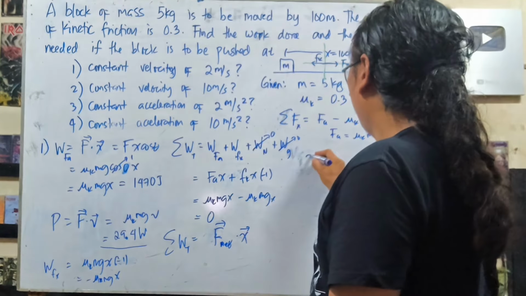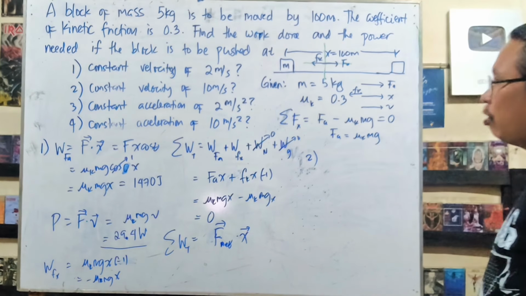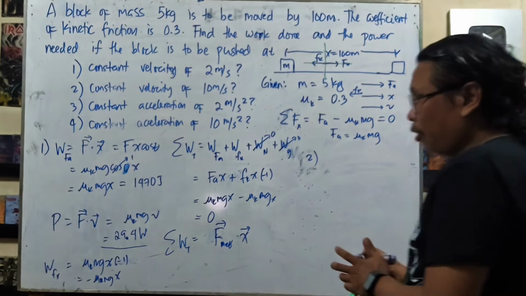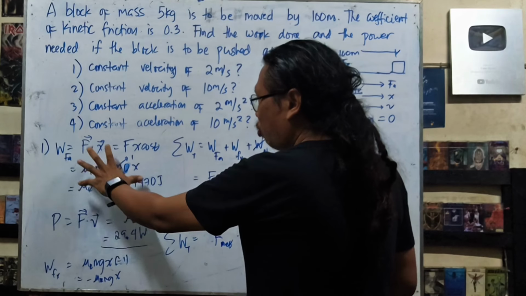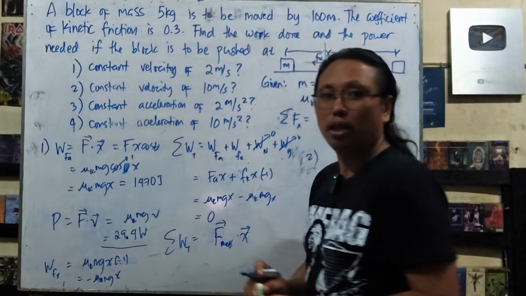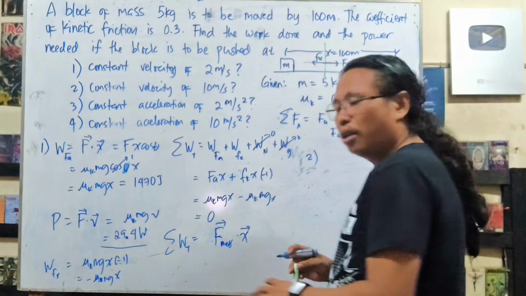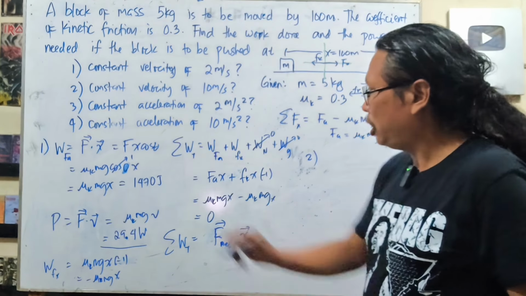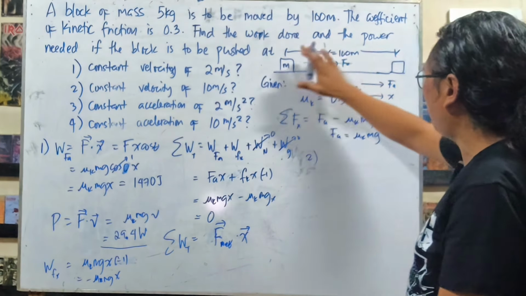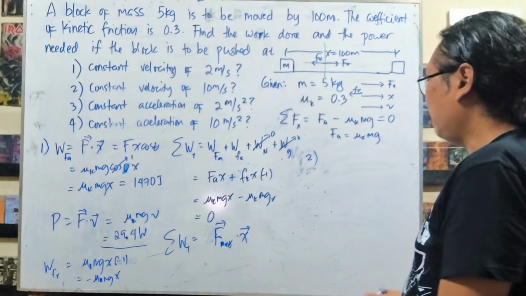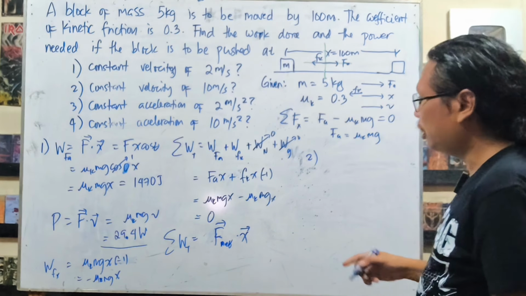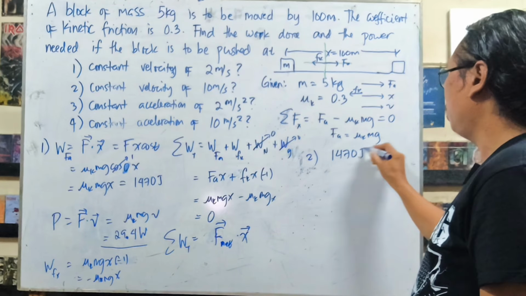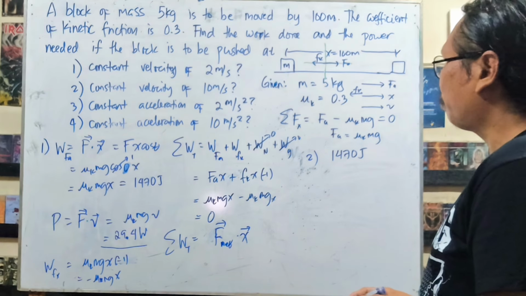Now, we answer number 2. For number 2, the constant velocity of 10. Well, it's the same. To calculate the work done, we don't need the velocity. So regardless of what the velocity is, the work done here is just the same. Only this matters. So the work done by this one is just the same as 1. So this is just 1,470 joules.